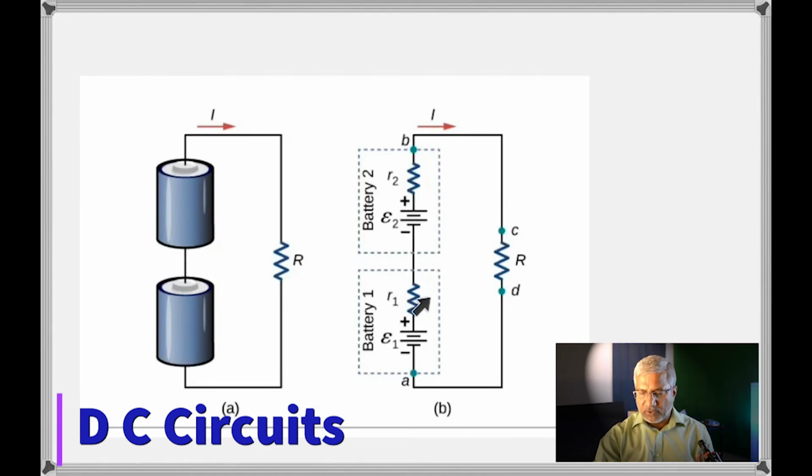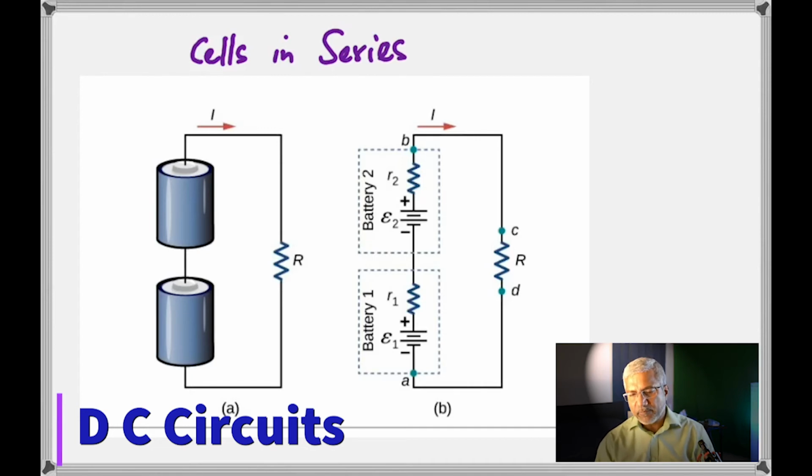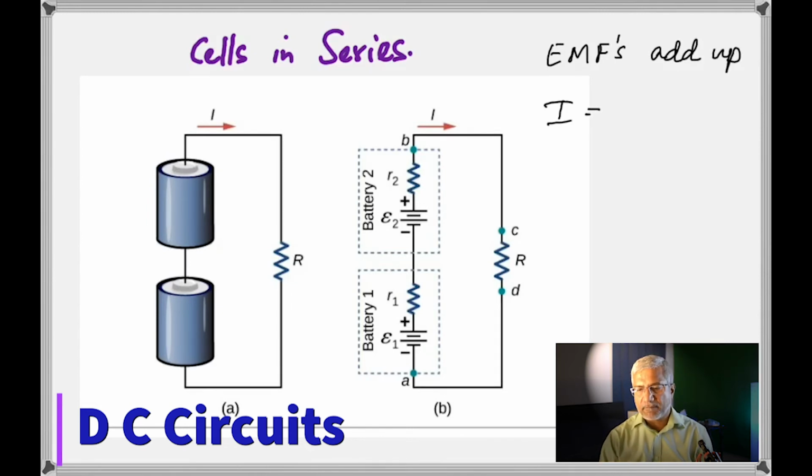So when you look at the circuit, what's the total EMF? The EMFs are going to add up. So you're going to get a total EMF of E1 plus E2. But the bad thing is that the internal resistances also add up. So the total resistance in this circuit is going to be R1 plus R2 plus the load resistance. So once we have the total EMF and the total resistance, we can represent the current using Ohm's law. So we're going to get the current I as the total EMF divided by the total resistance. So the current I is the total EMF, E1 plus E2, divided by R1 plus R2 plus R.